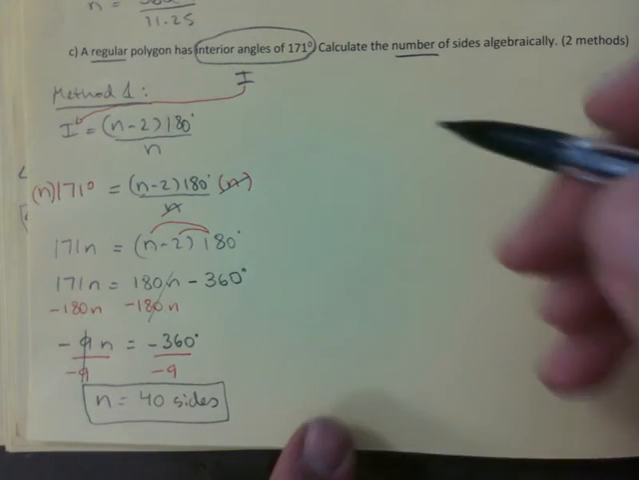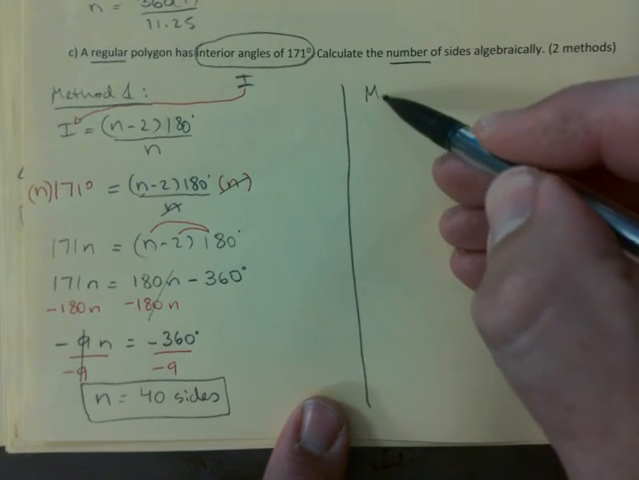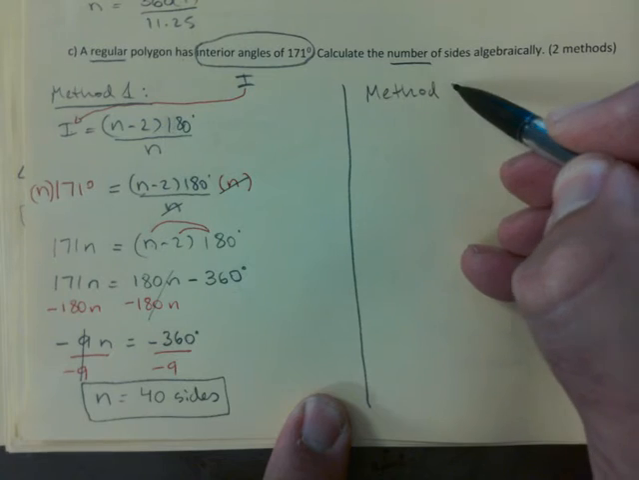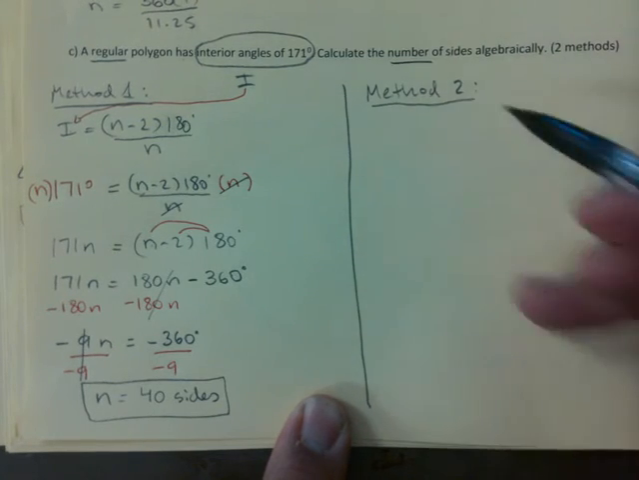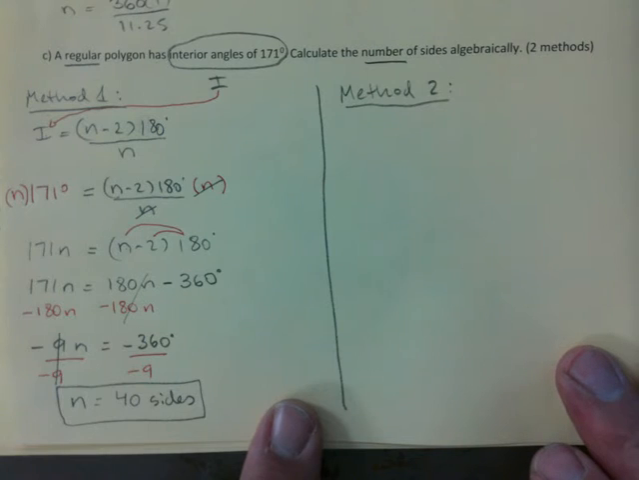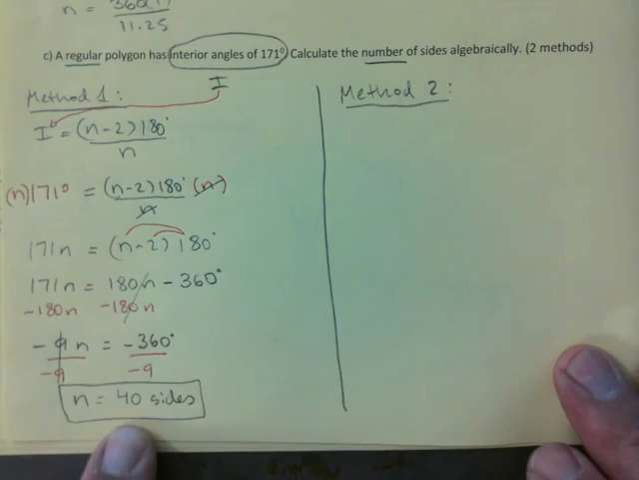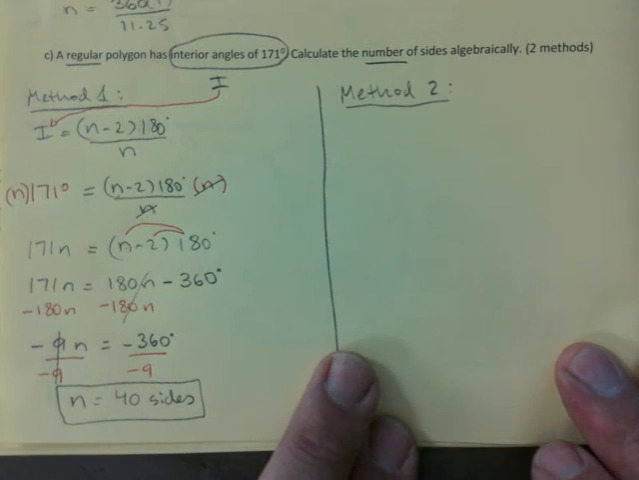Method 2, which is my favorite because it's just easier. It's all about making it easier, right? But I need you to understand that it can be done this way, it can be done the other way.